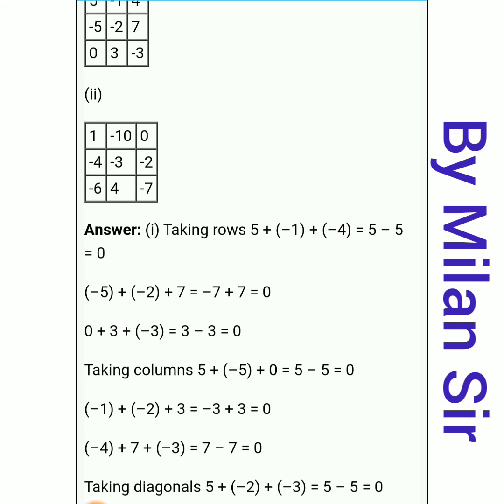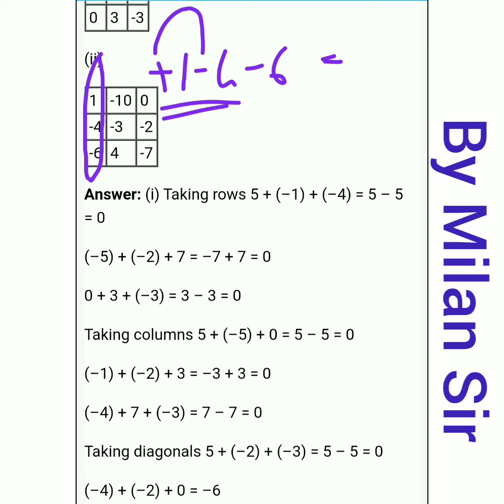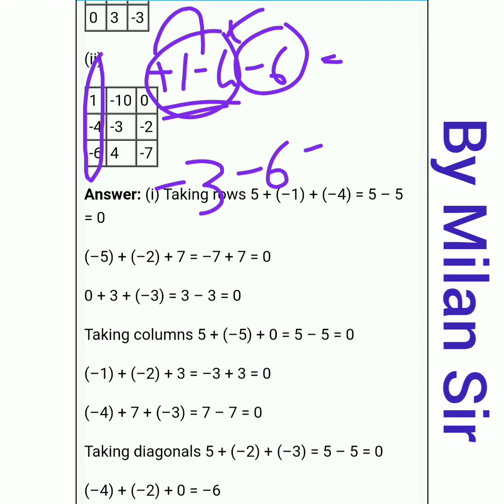Then next, second question, here we need to check. First of all, again we start with the column. So 1 minus 4 minus 6. Okay, first of all solve these first two numbers. So here nothing is present, so plus sign. Now plus minus minus. Okay, 4 minus 1, it's 3. Big number 4 has a negative sign, so minus 3. And this minus 6 remains as it is.